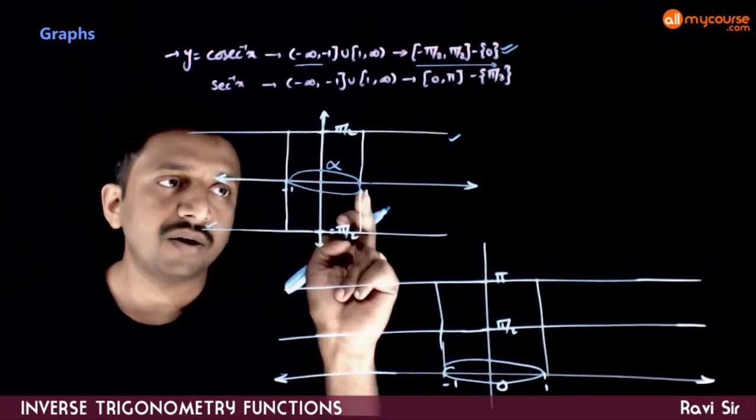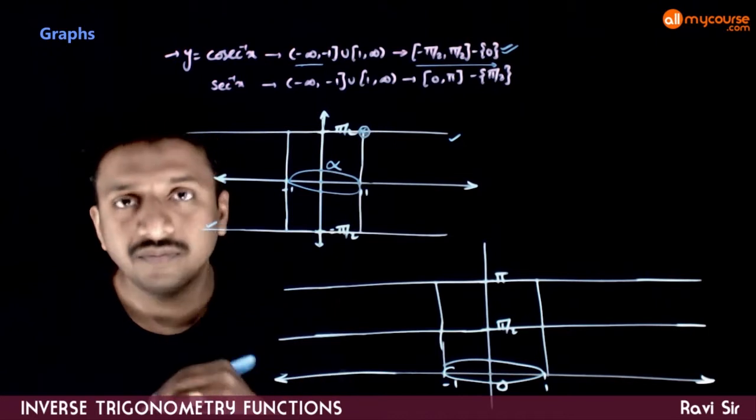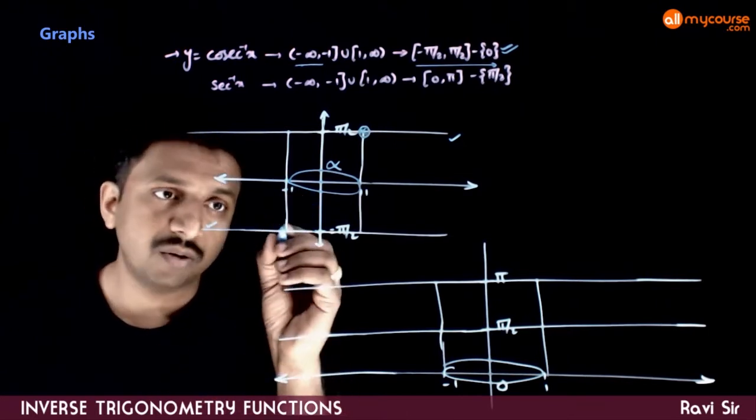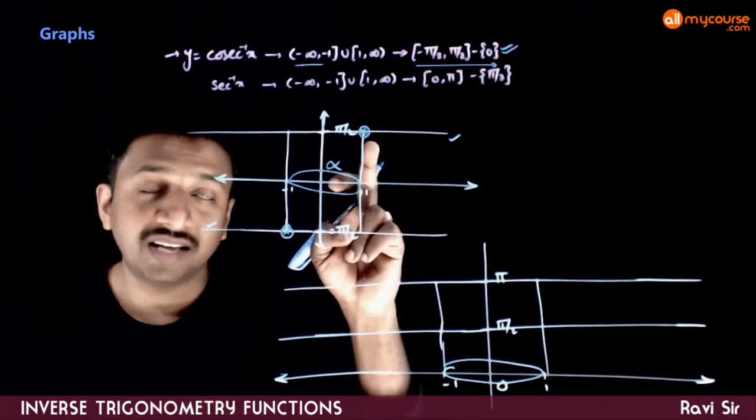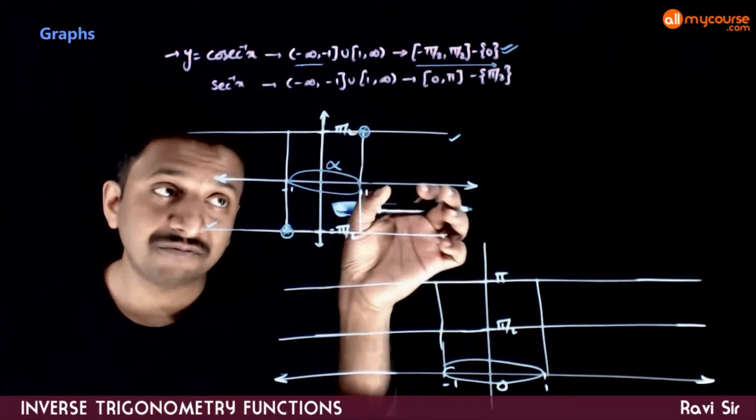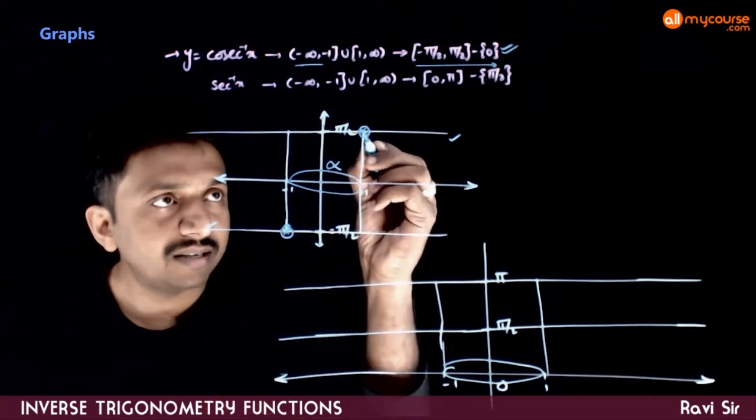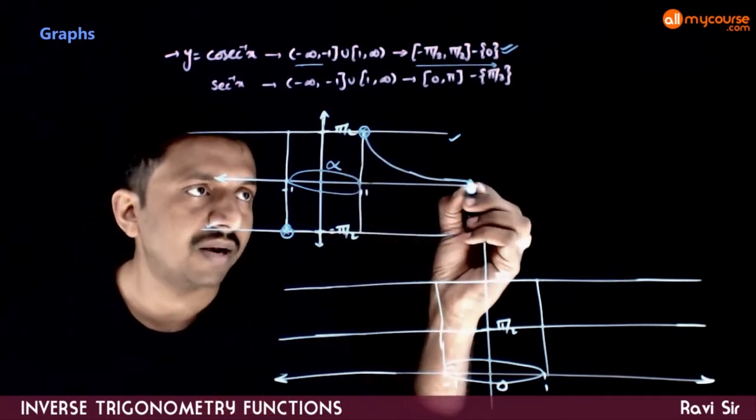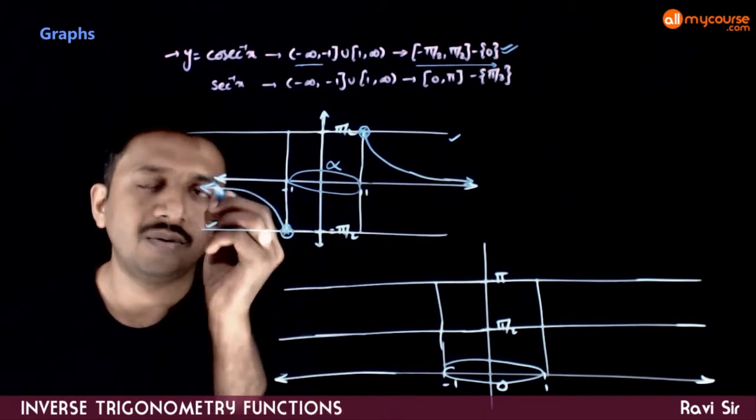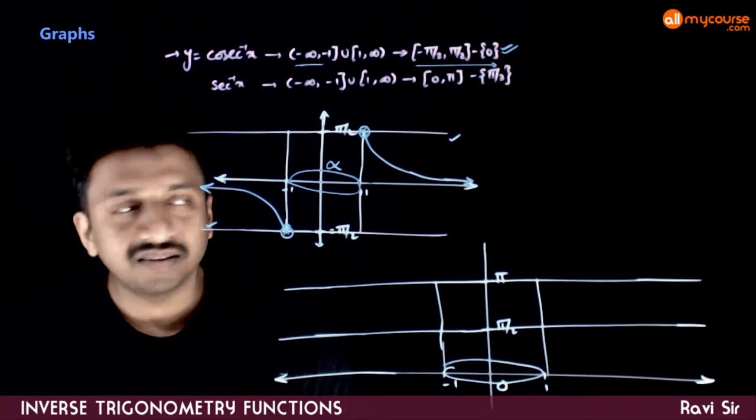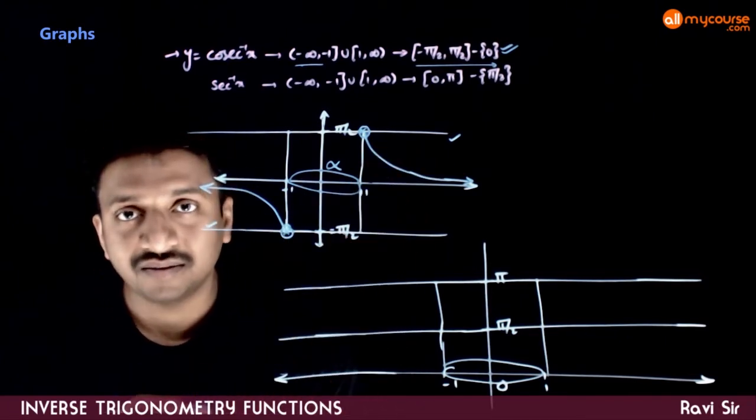Now cosecant inverse of 1 is pi by 2, and corresponding to minus 1, cosecant inverse is minus pi by 2, and the graph meets the x-axis asymptotically. So how should the graph look? The graph has to look like this. From here, the graph has to look like this. So this is how the graph of cosecant inverse x looks.